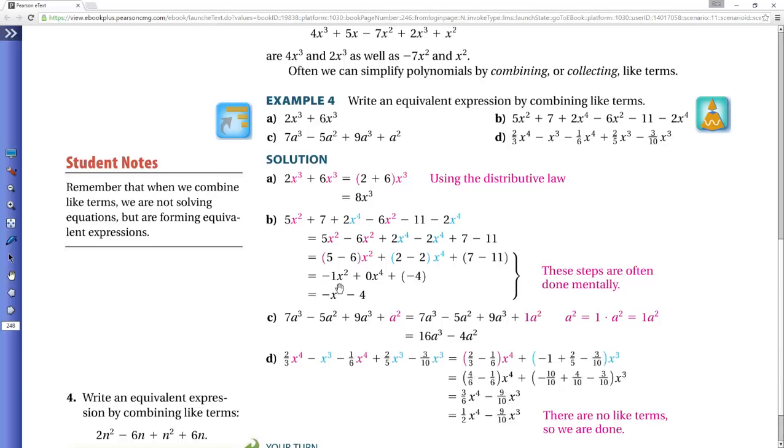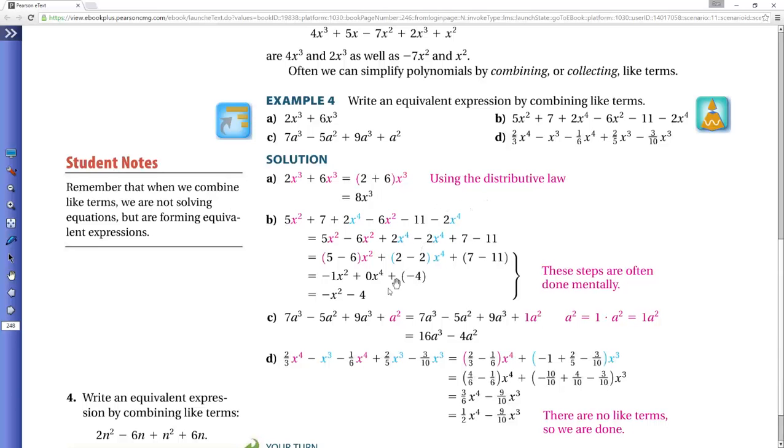Well, we end up with negative 1x squared, that's 5 minus 6, or 5 plus a negative 6, negative 1 times x squared, plus 0 times x to the fourth, plus negative 4. Well, 0 times anything is 0. And it does say you can do these steps mentally, which is absolutely true, but it's very key that you understand why you can do this stuff. We're going to use the distributive law a lot of different ways.